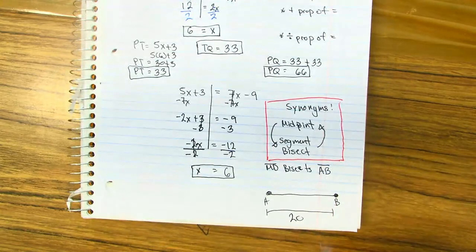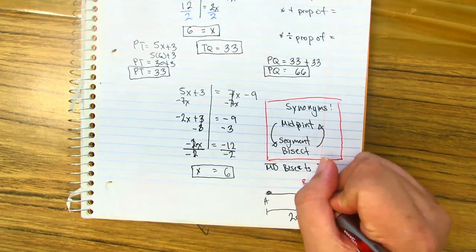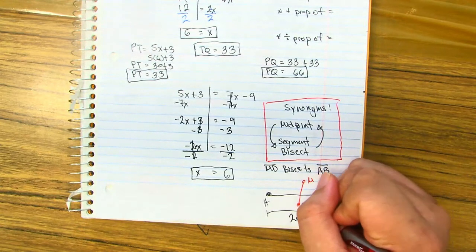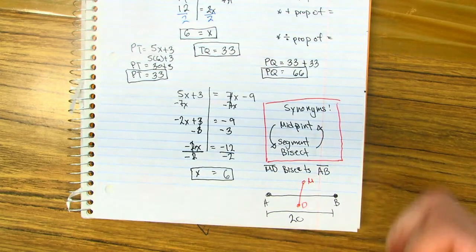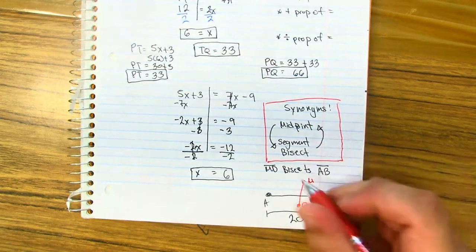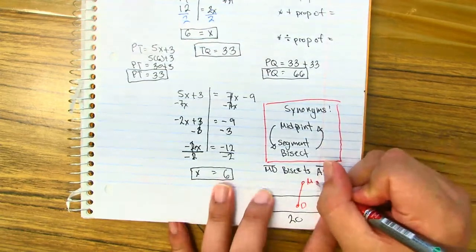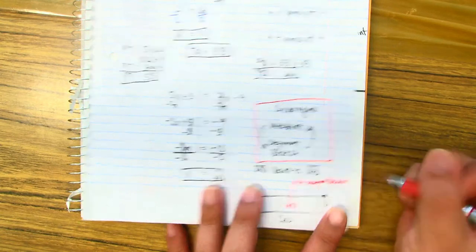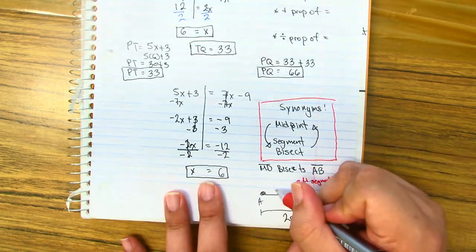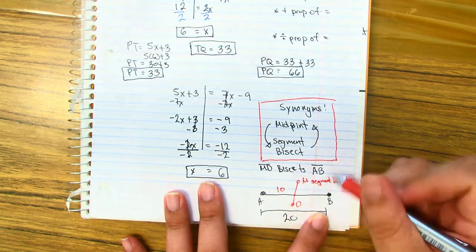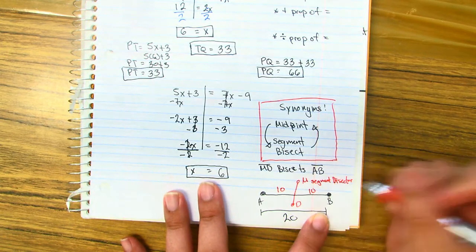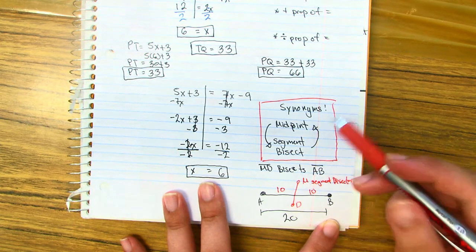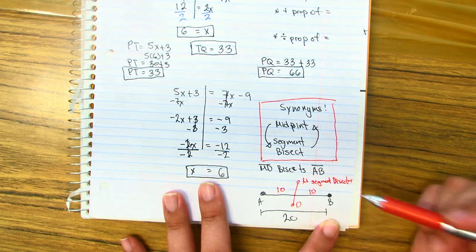We have a segment that cuts in the middle, that segment MD. So if you know that segment MD is a segment bisector, then you know that this will be cut in half. This will equal 10. Why? Because the whole segment is 20. MD is a segment bisector, it cuts it in half. Same thing as a midpoint. It will cut it in half.